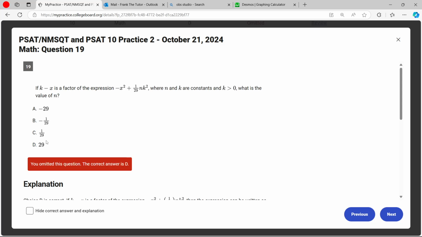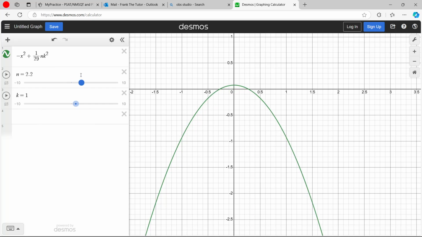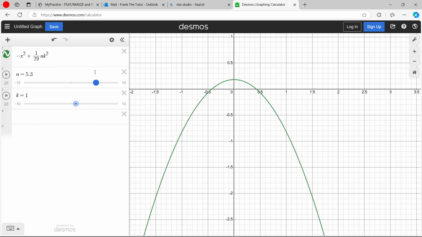So now is n 1 over 29th or 29? Well, 1 over 29 is less than 1. And I can see that even at 1, even at 2, even at 5, it doesn't cross at 1 and negative 1. X doesn't equal k at one of the zeros. So the answer has to be 29. And I'll just double check it.